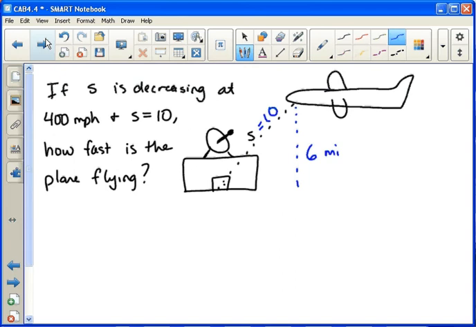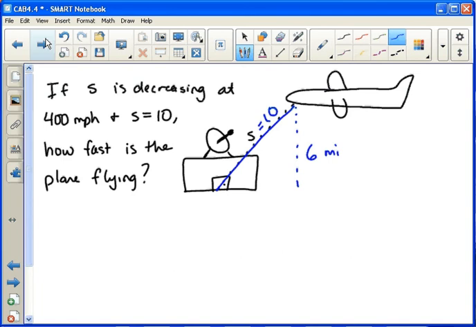Alright, so first let's look at what they're asking. How fast is the plane flying? Well, how fast the plane is flying would have nothing to do with how much this line is changing. That doesn't make sense. You don't measure something's speed based on something on the ground like that. Instead, we want to know how fast it's moving this direction.